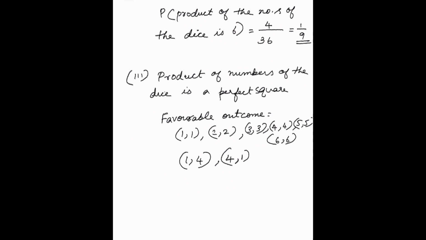Okay, so let's write the probability of product of. Another way of avoiding writing again and again is you can give a name to the event. So here, when I give the heading, just give E equal to the event that the product of numbers of the dice is a perfect square. And then you can just write probability of E is equal to number of favorable outcomes divided by total number of outcomes, which is 2 by 9.